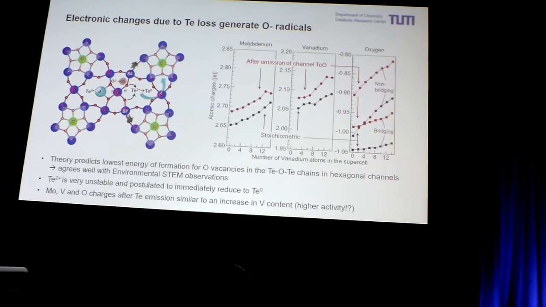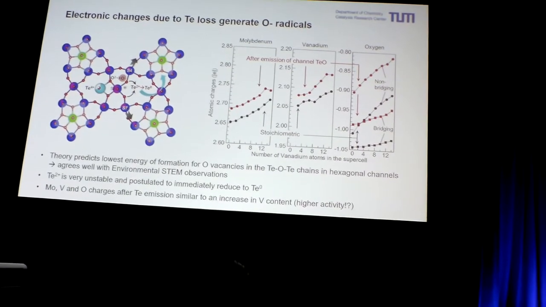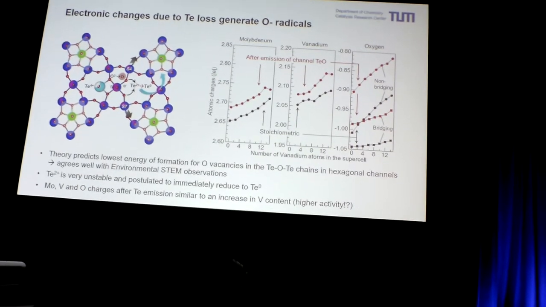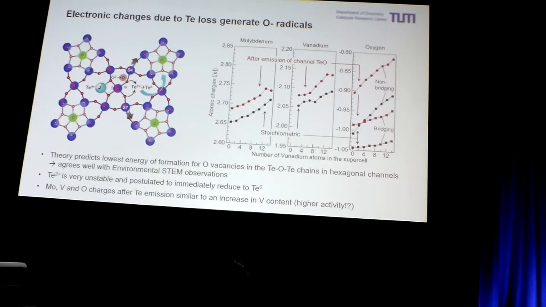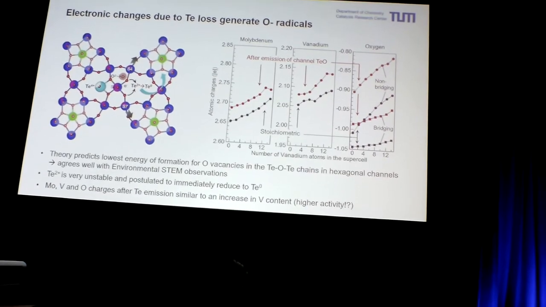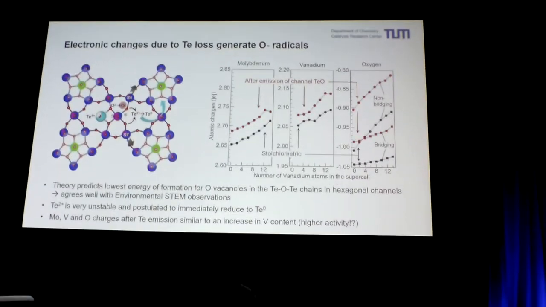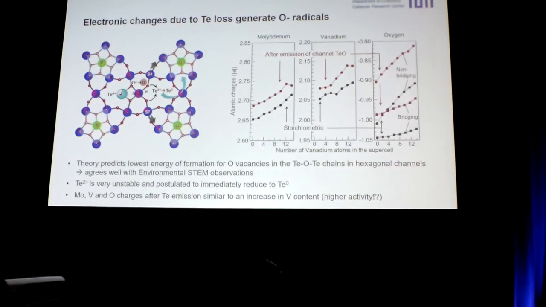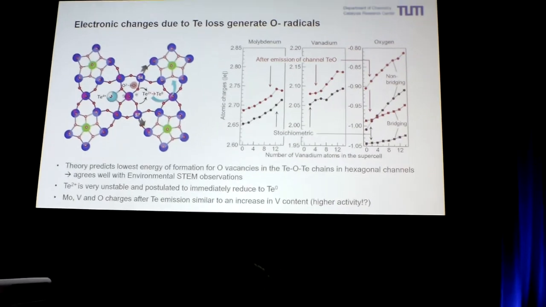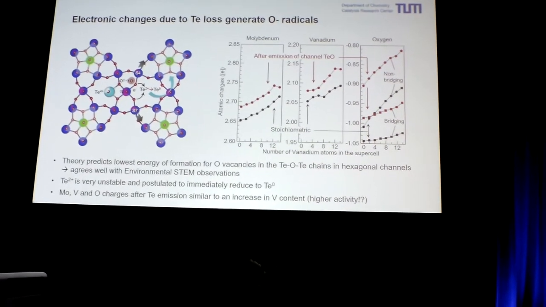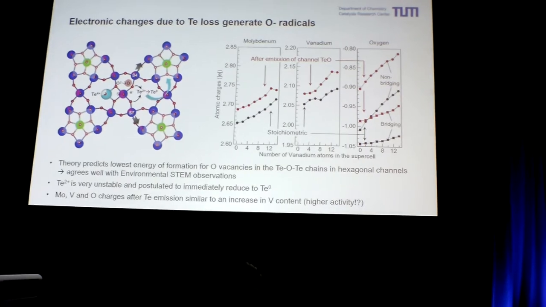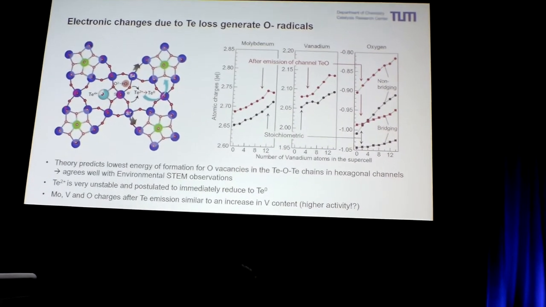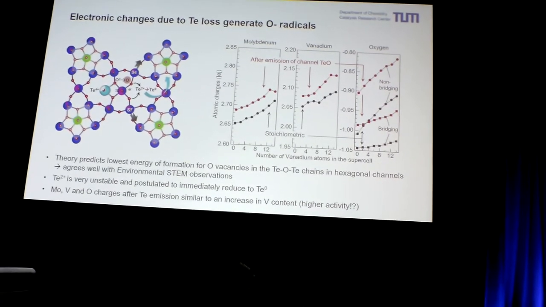This is very unstable, and then it takes 2 electrons from the structure, and it would leave the material as metallic. And by taking these 2 electrons, it's generating, here and here, in this bridging oxygen, two O minus species. We can also calculate how the charges of molybdenum, vanadium, and oxygen change with this emission of tellurium oxide from the channels, and we see a shift that is equivalent to increasing the vanadium content in the crystalline structure.